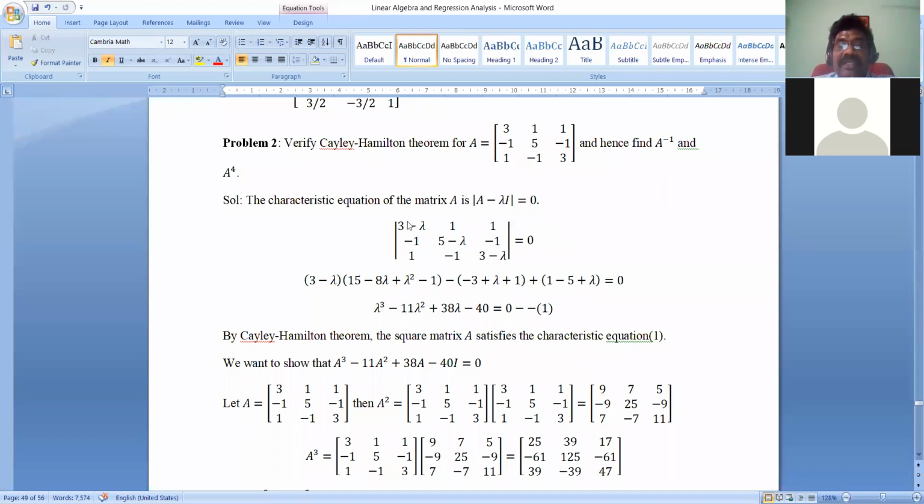Now we want to expand this 3 by 3 determinant by using first row or first column, whatever. By using first row, we expand: 3 minus lambda into (5 minus lambda)(3 minus lambda), which is 15 minus 8 lambda plus lambda square, minus of minus 1 into minus 1.